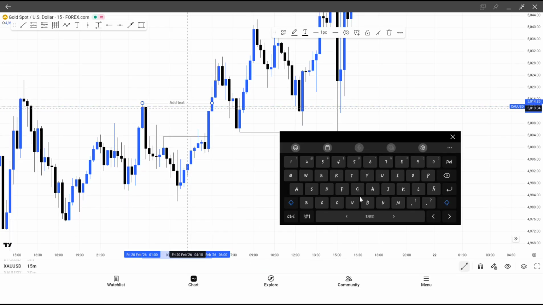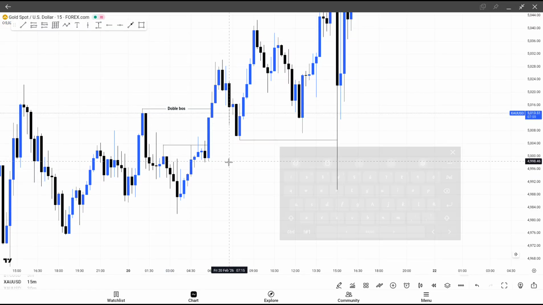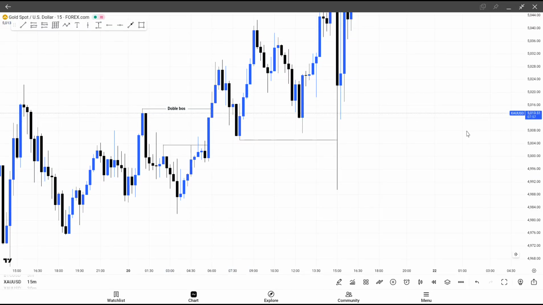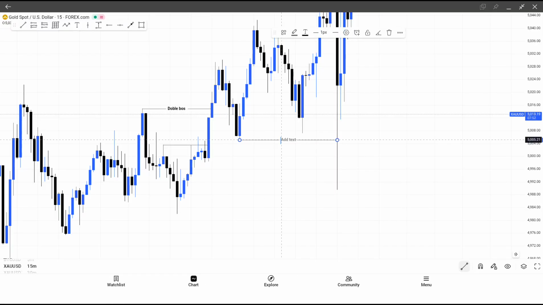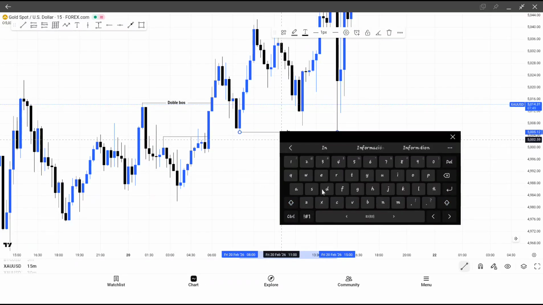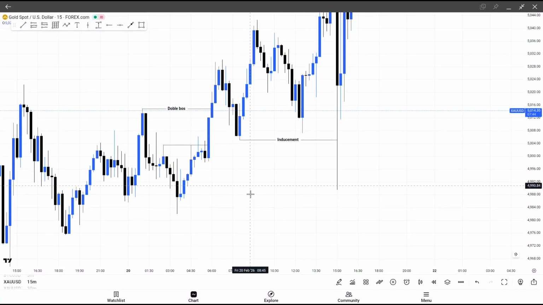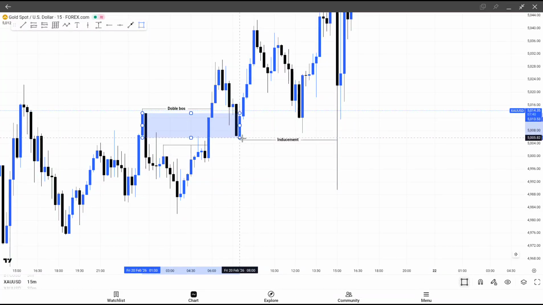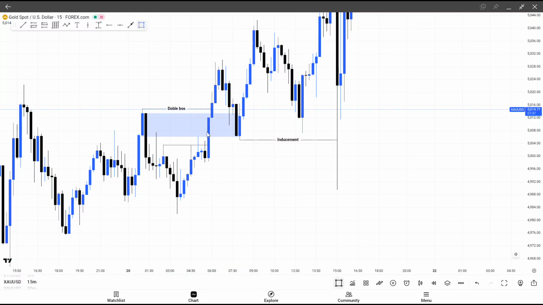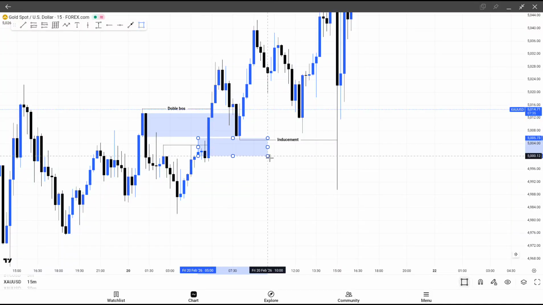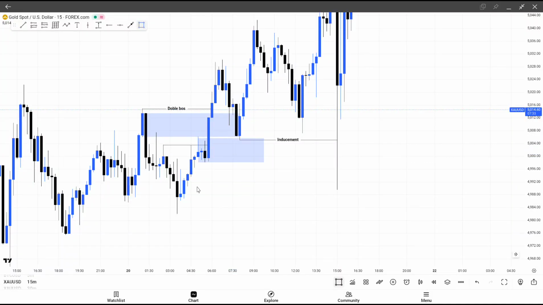Pay attention. The first rule says there should be a breakover structure or a double breakover structure. We have a double breakover structure. The second rule says there should be an inducement. We have our inducement. The third rule says the point of interest needs to be unmitigated. It means that the point of interest needs to be the one that price has not used before. And you are seeing that there is this breaker block, there is also this breaker block, and at the same time there is this other block below here.